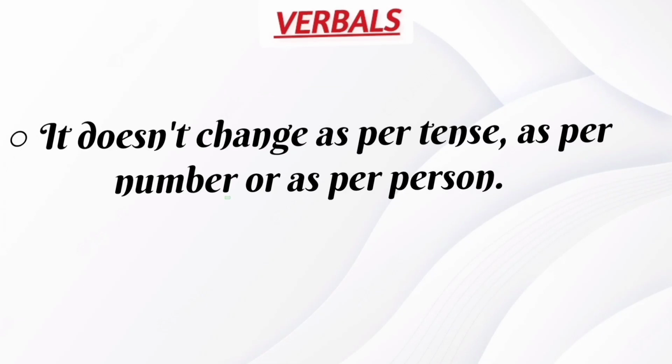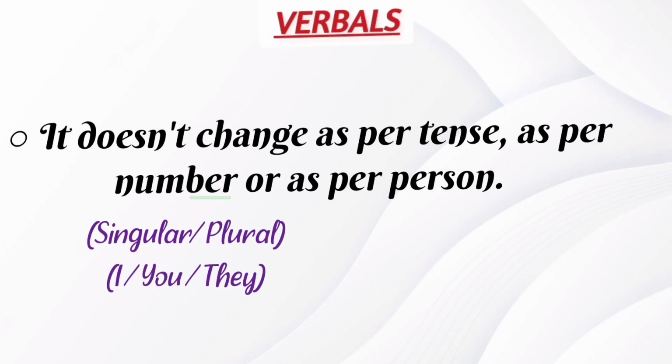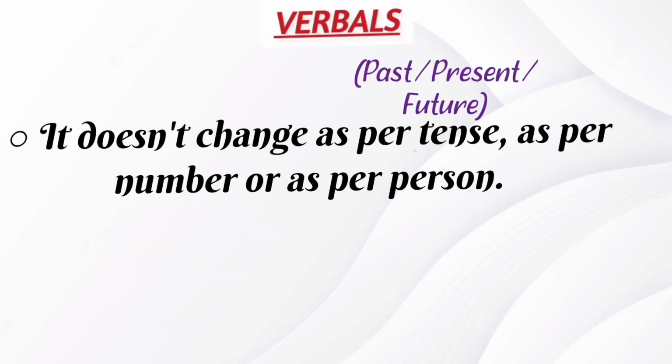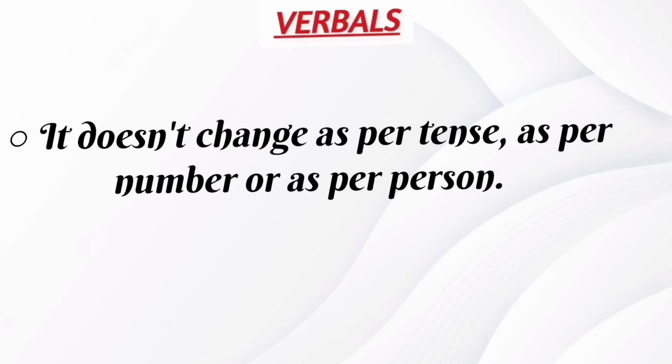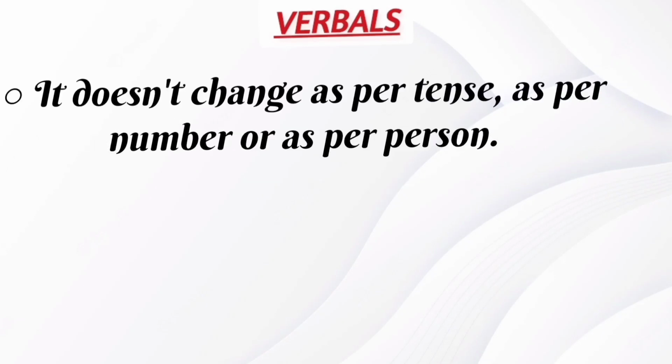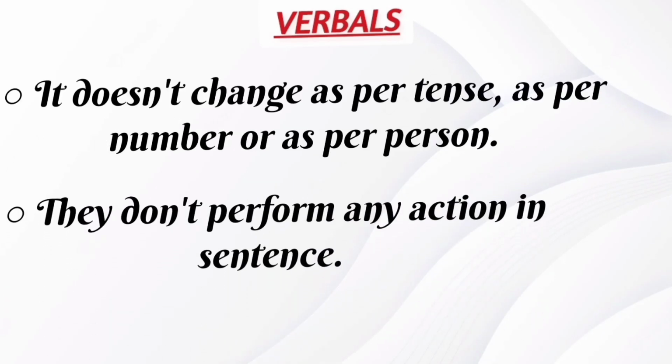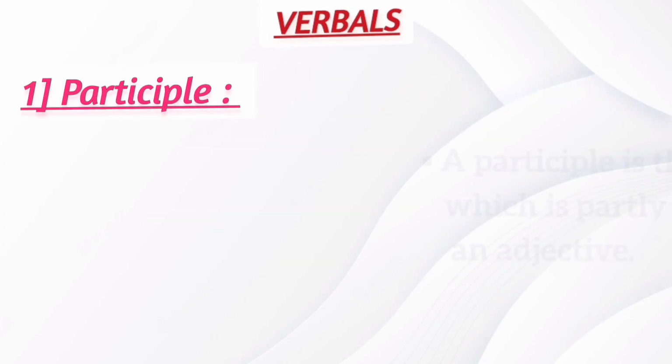That means that if the subject is in plural number or in singular number, or it is in past tense, future tense or present tense, or the subject is first person, second person or third person, this will never change the verbals. And as we know, a verb performs an action in any sentence, but verbals don't perform any action in sentences. Let's see what a participle is.